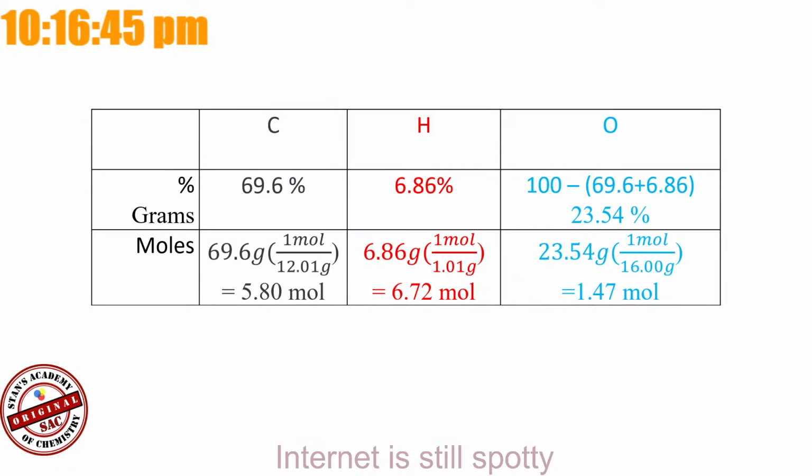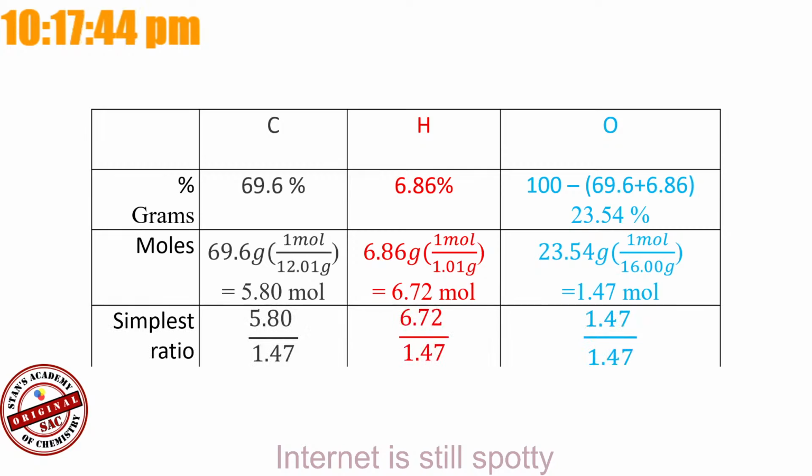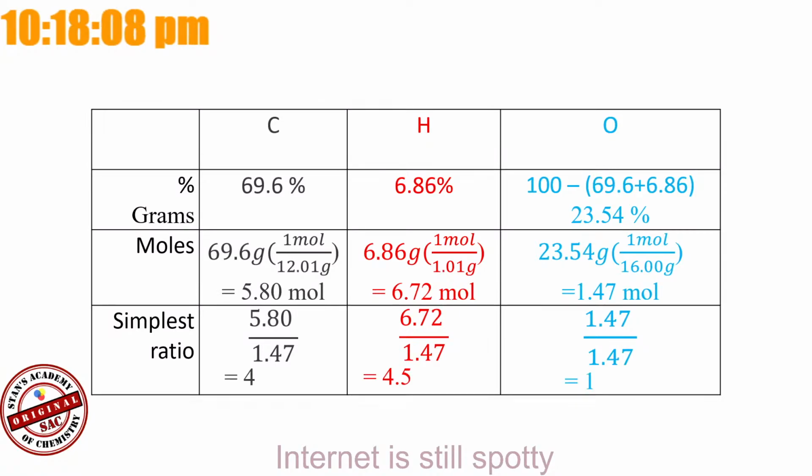And then we get a whole number, or we round it off to the next whole number if it is closer to a whole number. If it is closer to 0.5, we will keep it as such. So here we are going to divide 5.80 by 1.47, 6.72 divided by 1.47, and 1.47 divided by 1.47. Those are the three ratios that we're going to get. And when you do that, the numbers are 4 for carbon, 4.5 for hydrogen and 1 for oxygen. These are the three numbers that we will get.